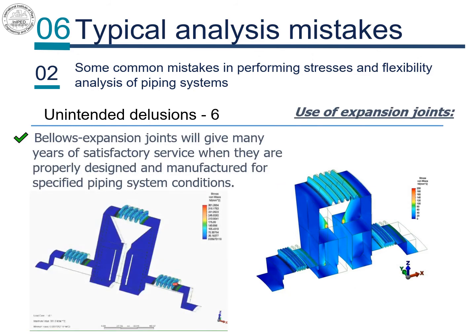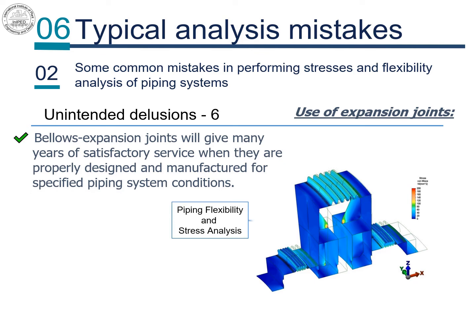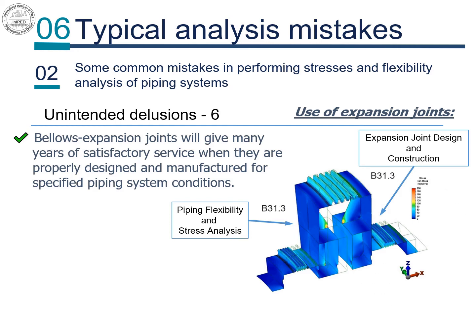Bellows expansion joints will give many years of satisfactory service when they are properly designed and manufactured for specified piping system conditions. The problem here lies in the fact that two engineering areas of expertise are involved: piping flexibility and stress analysis on one side, and expansion joint design and construction on the other. Moreover, although they are no doubt distinctively different, they have also been presumed as almost totally separate engineering disciplines, although both have been addressing the same code in their work, namely B31.3.